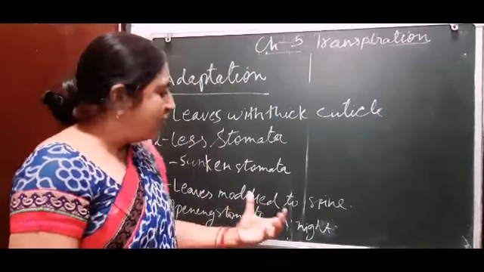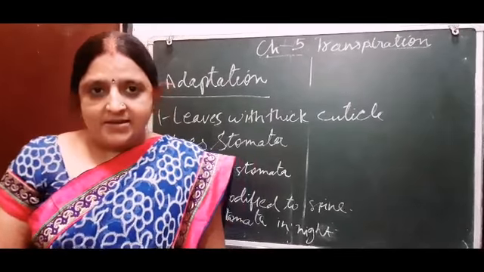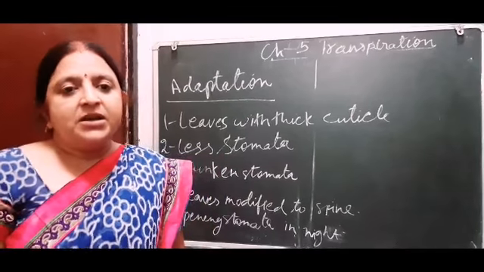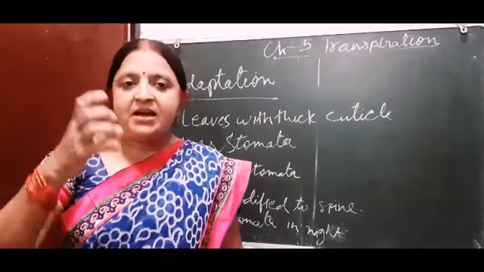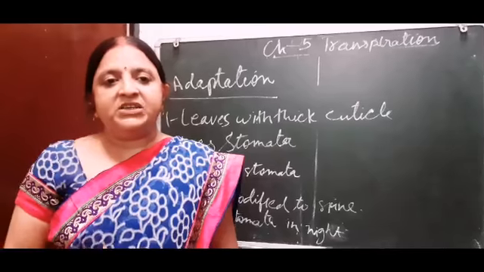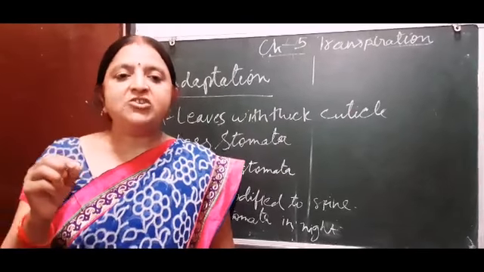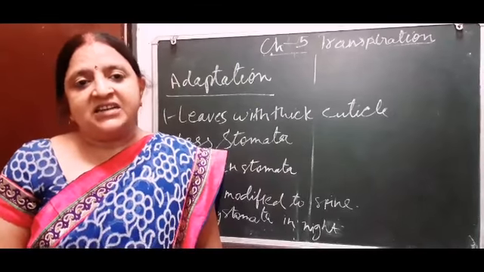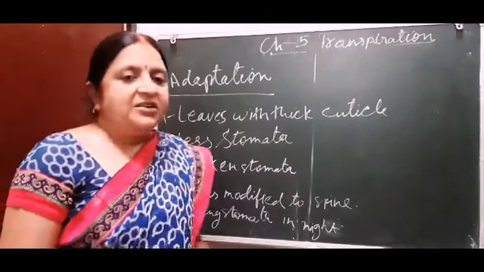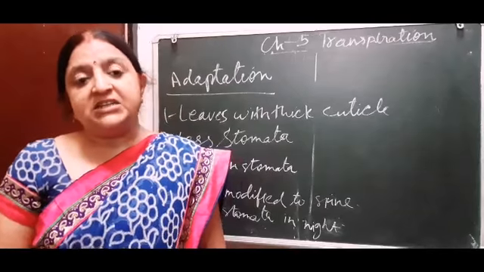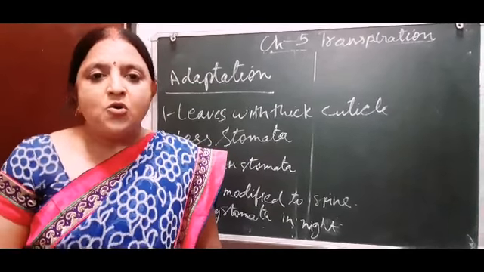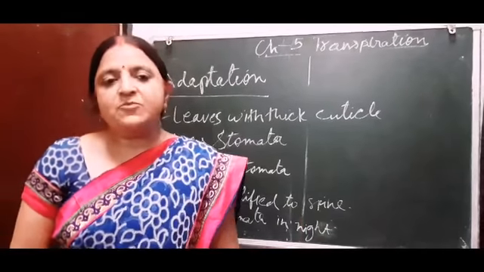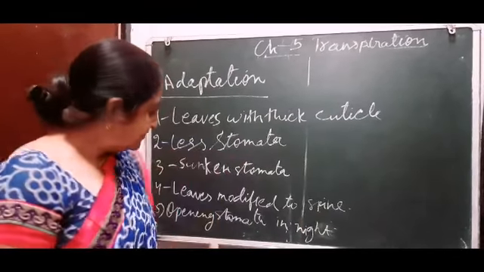Now, leaves modified into spines. In cactus, we all know, we only see the stem of the cactus, and in place of leaves we see spines. This total loss of leaves decreases the rate of transpiration. No transpiration occurs in cactus, and this type of vegetation mostly occurs in dry regions.